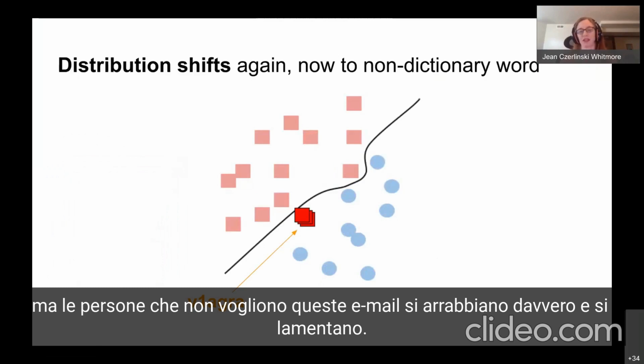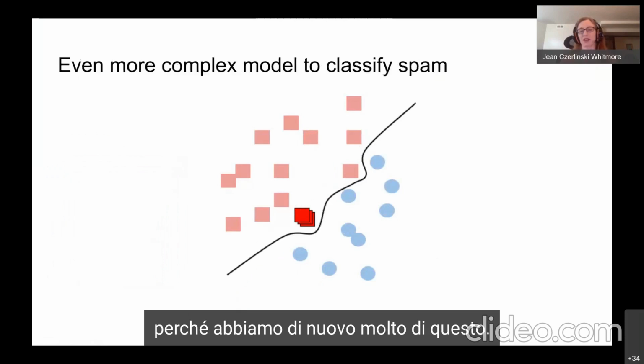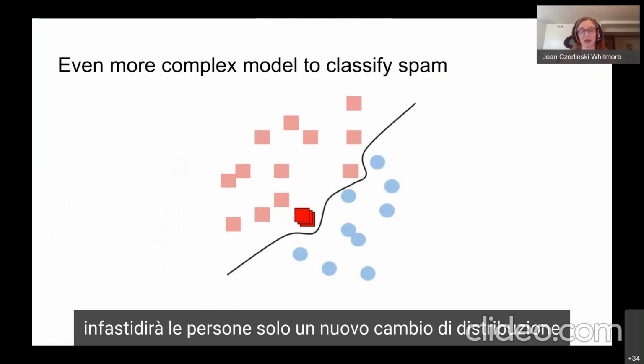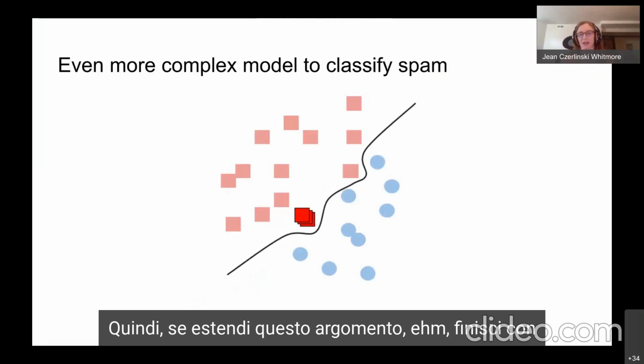the people who don't want these emails get really annoyed and complain. And so now you need a more complex model, because we've got a lot of this. Again, it seemed like just one error, but if there's a bunch of emails, it's going to annoy people. Just a new distribution shift, new time to complexify the model.